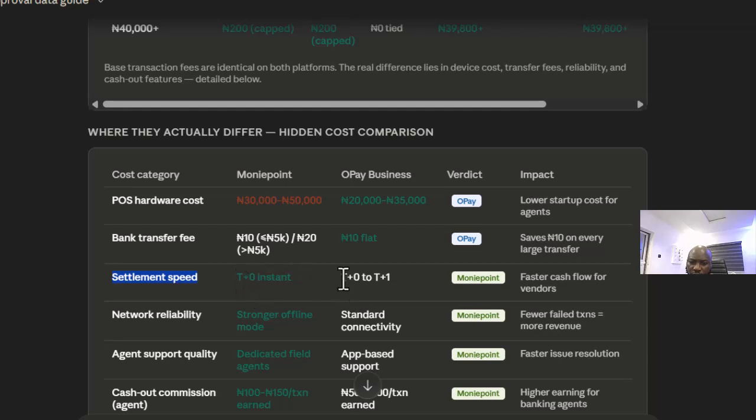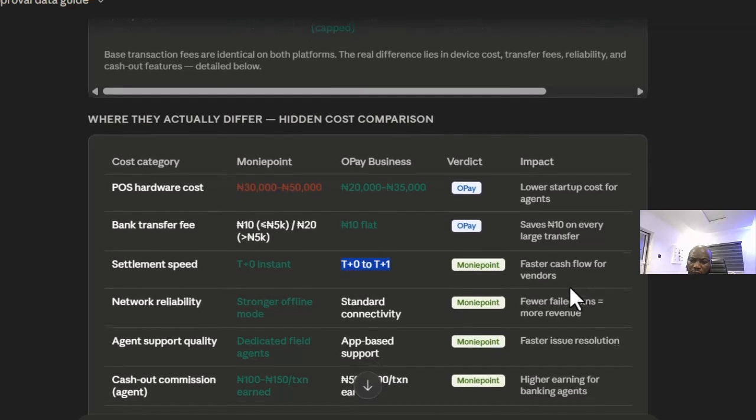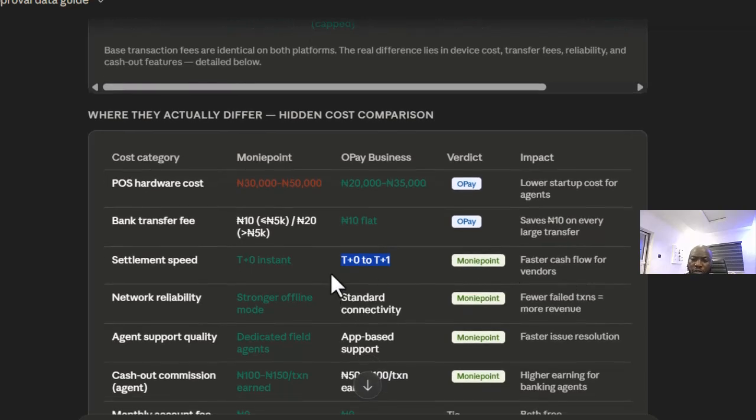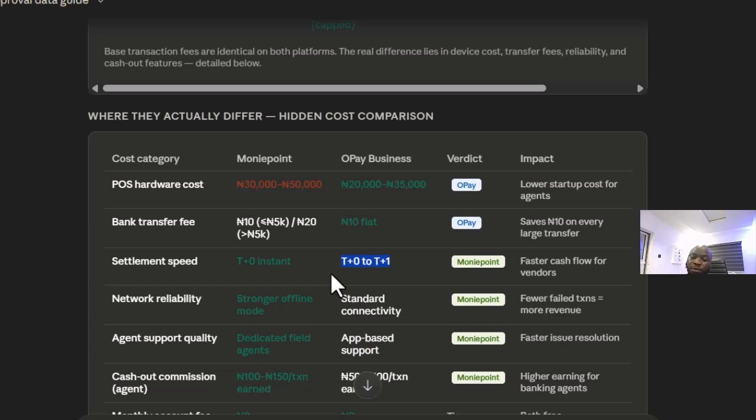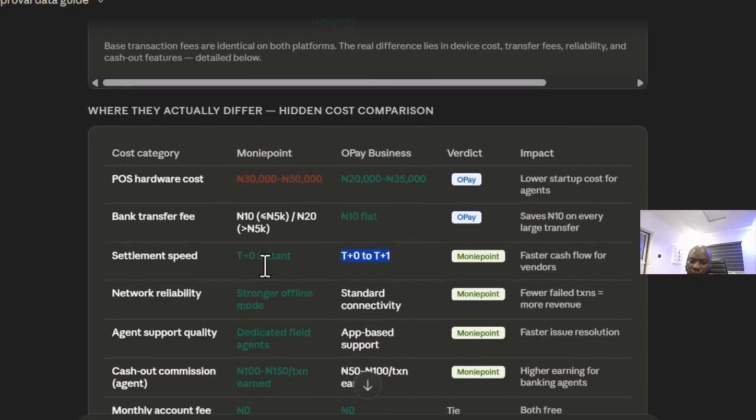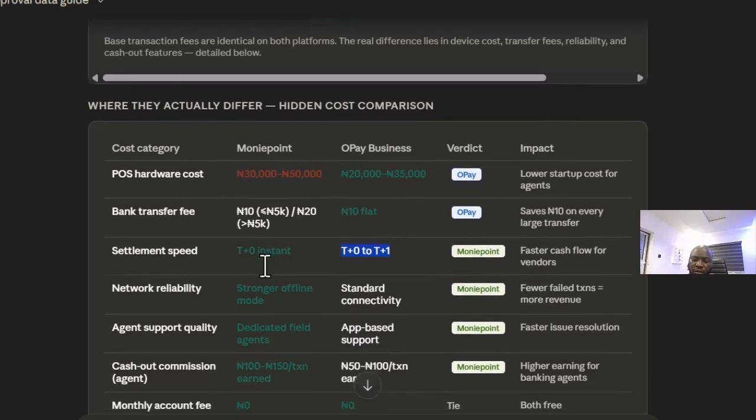So instant, maybe this one is not actually instant. So Moniepoint, fast cash flow for vendors. Even though there are some people that don't know that Moniepoint also has a personal account as well, so they don't use it. I made a video about that where I compare OPay, Moniepoint, and Kuda as well. So you can watch the video on the top right or left on this channel.